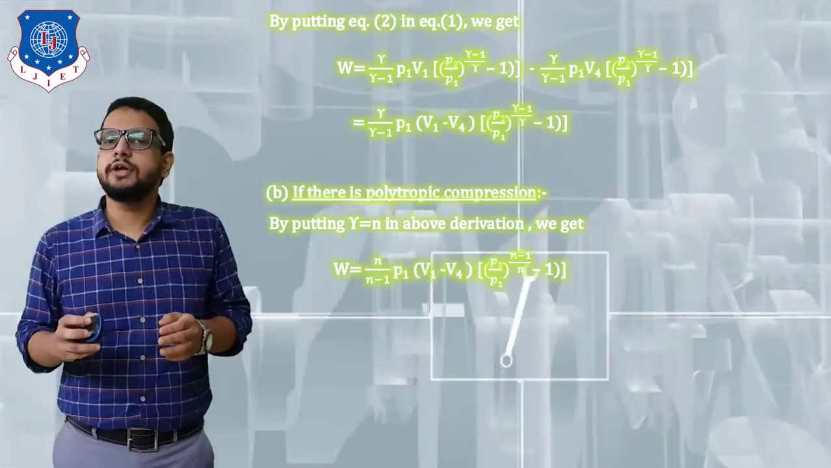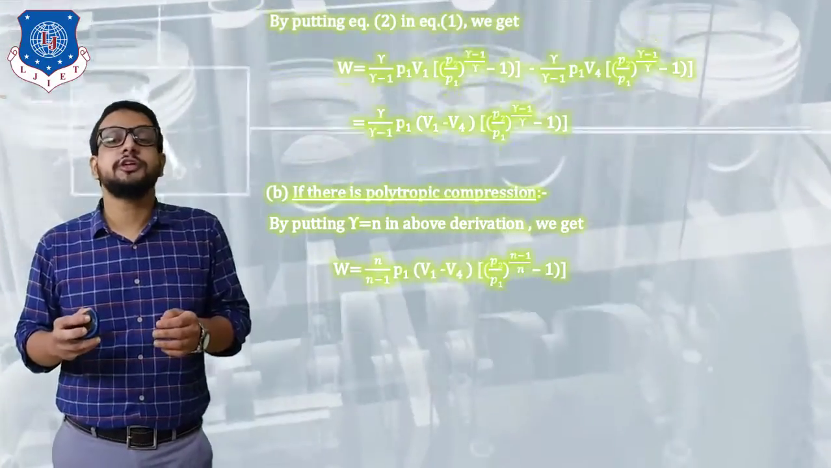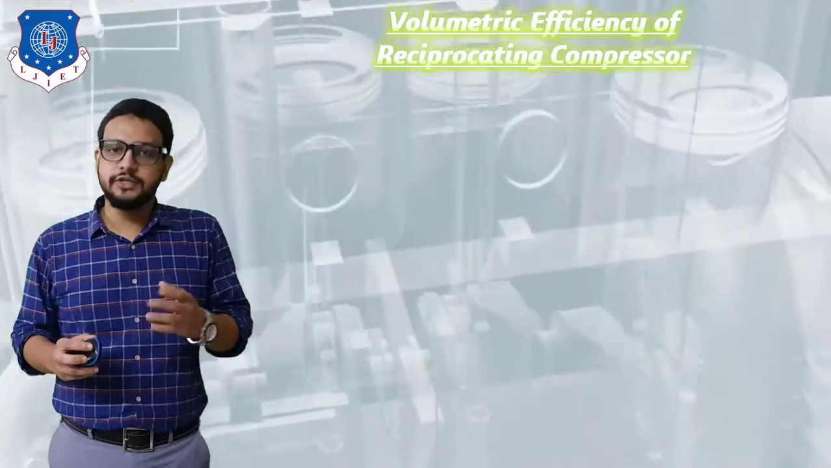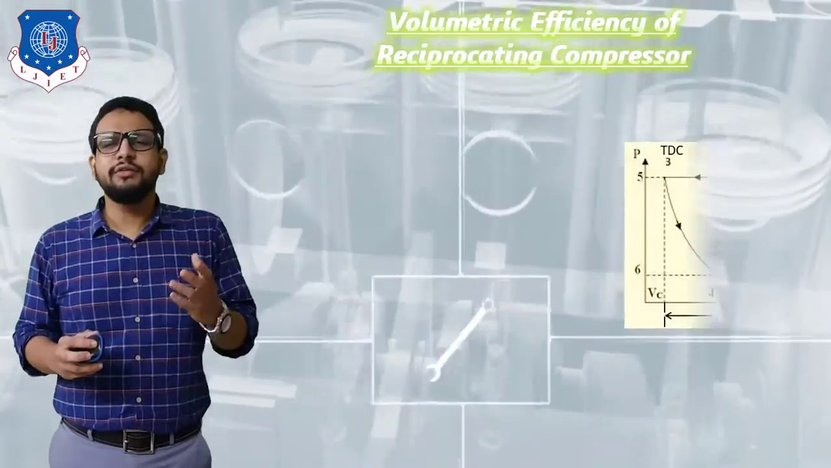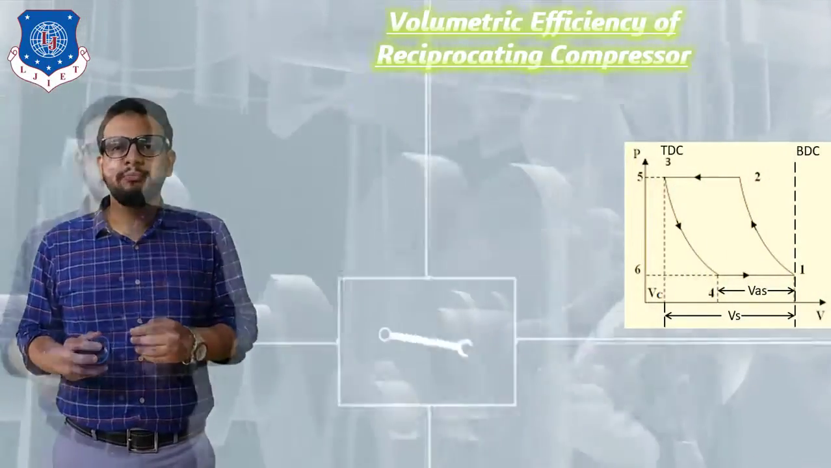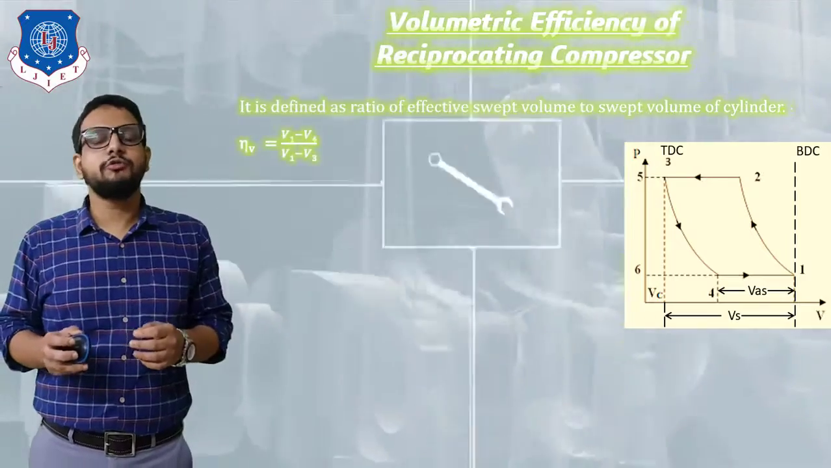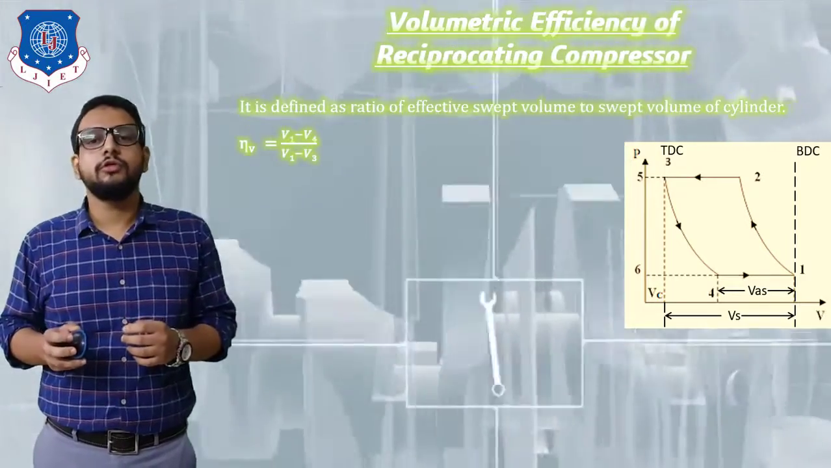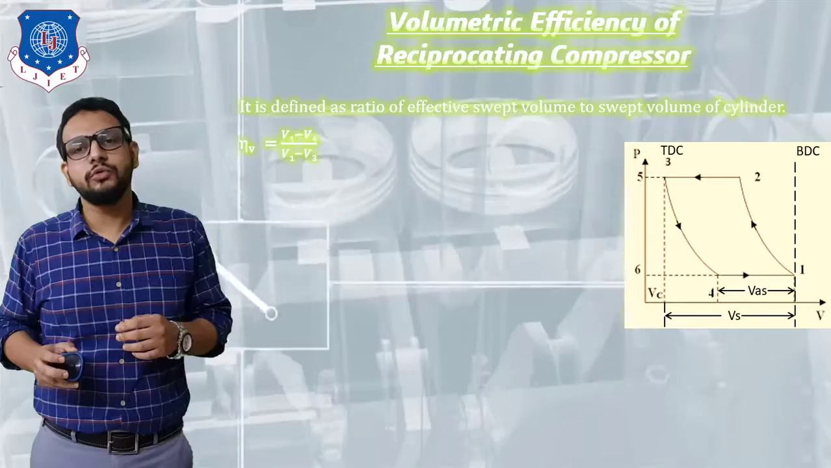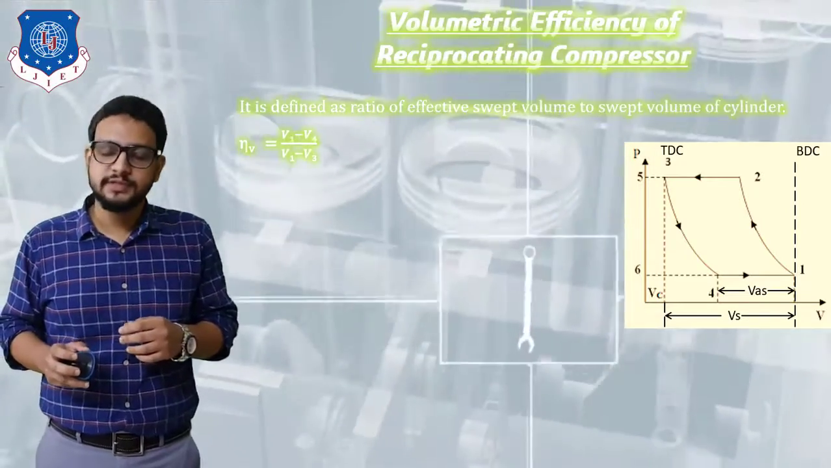Now let's see our next topic, volumetric efficiency, which is based on this process, compression with clearance. So what is volumetric efficiency? Let's first define it. It is defined as the ratio of effective swept volume, or effective stroke volume, to the stroke volume of a cylinder.